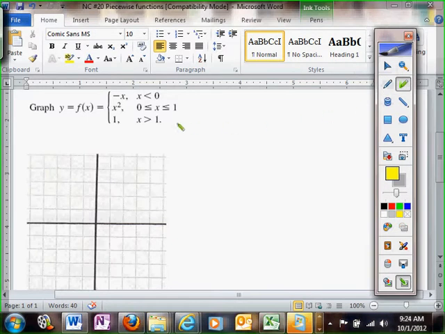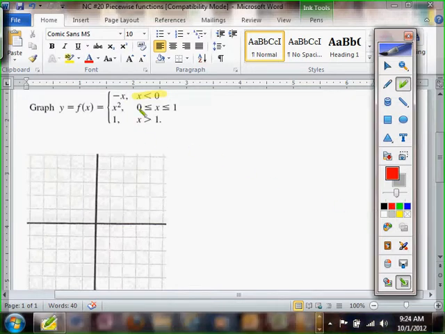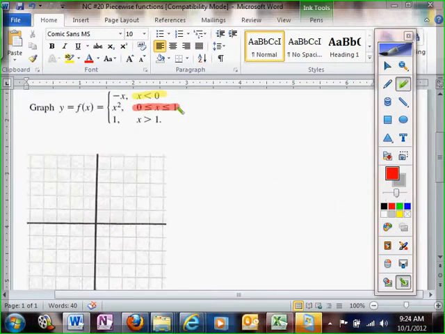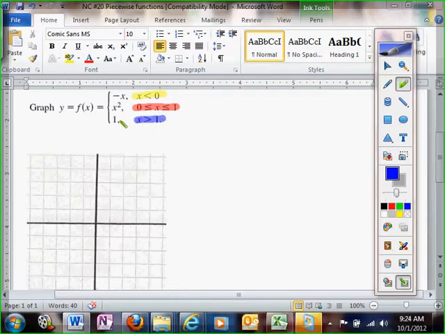Okay, so if we have this function y equals, or f of x is equal to, negative x if the domain is x is less than 0. So when x is less than 0, the function is y equals negative x. If the domain is between 0 and 1, the function is defined as x squared. And when the domain x is greater than 1, the function is defined by y equals, or f of x equals, 1. So let's just take a close look at this.